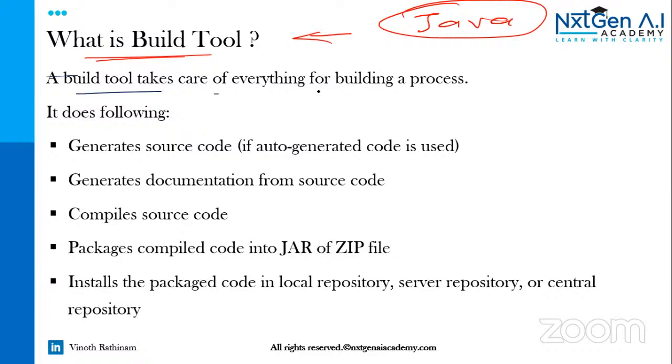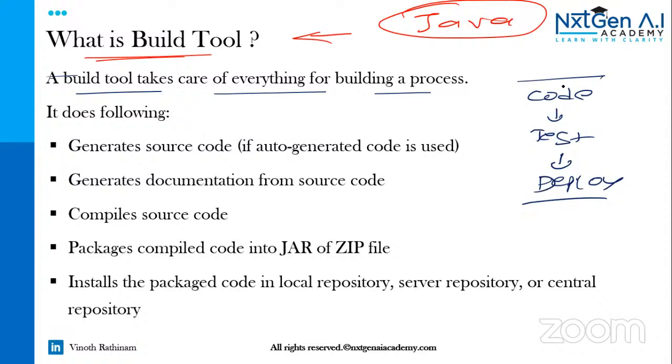So a build tool takes care of everything for building a process. Now just imagine you are not an automation tester, but a developer, a Java developer specifically. Usually, they will first understand the requirement document, the software development life cycle, SDLC, you must know it. They will understand the requirement and code it. After coding, they will do testing. After testing, once all pass, they will deploy the code. This is the process that will be followed.